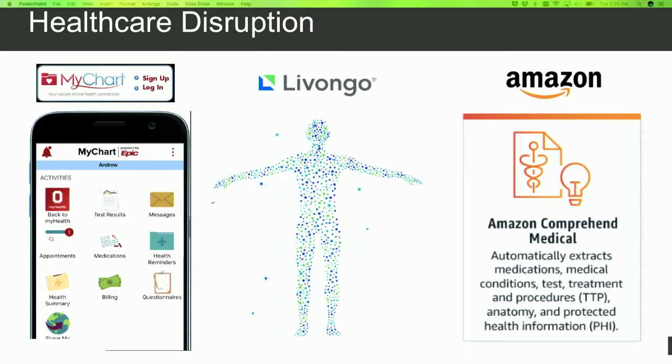And then we've got new companies like Livongo, who are taking the approach of looking at the human body like the whole value stream. Let's look at the whole person instead of just sending them off to all these different specialists who only know one slice of what they're working on. And then Amazon Comprehend Medical, which is processing and improving medical language with machine learning.